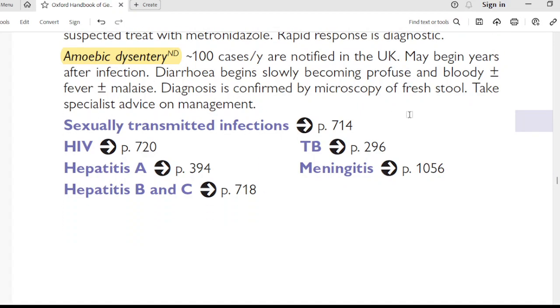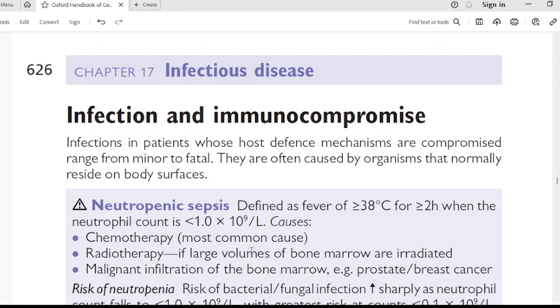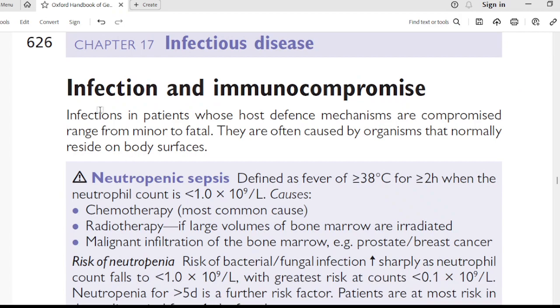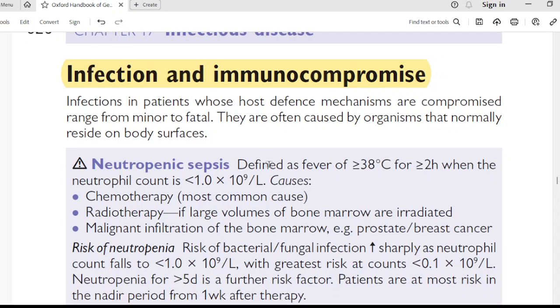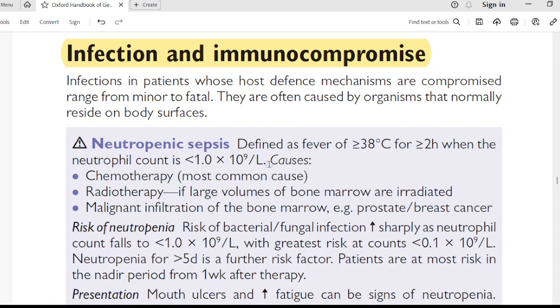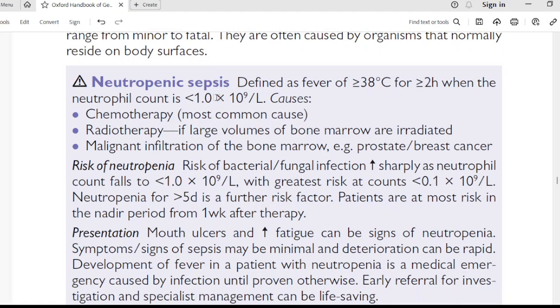Sexually transmitted infections, page 714, HIV 720, hepatitis 394, hepatitis B and C 718, TB 296, meningitis 1056. Infection and immunocompromise, page number 626. Infections in patients whose host defense mechanisms are compromised range from minor to fatal. They are often caused by organisms that normally reside on the body surfaces.